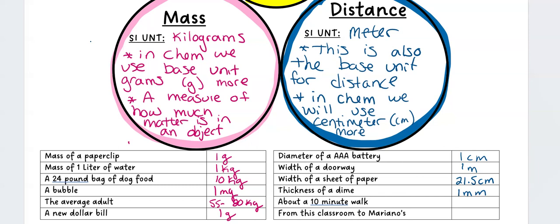If you're walking for about 10 minutes, depending on your pace, you probably walked 1 kilometer. And then from this chemistry classroom that we're in right now to the Mariano's across the street, that is about 1 kilometer away. So that would take you about 10 minutes to walk there from this classroom. And those are all of our SI units that you are responsible for knowing.